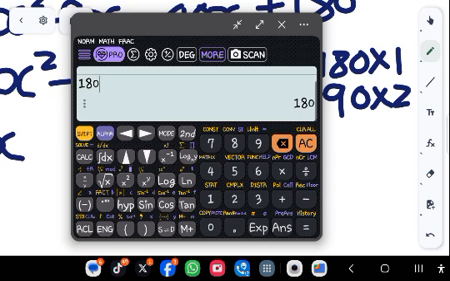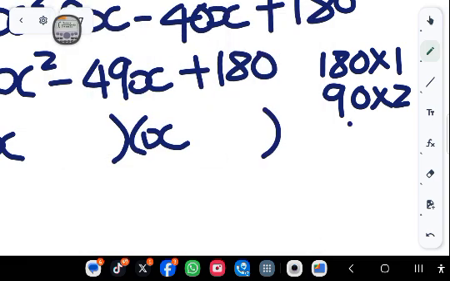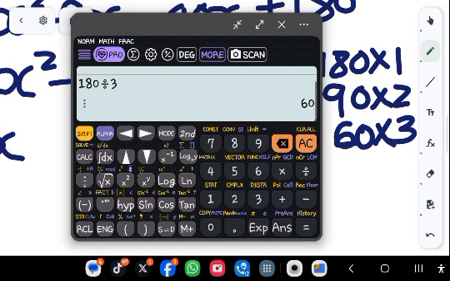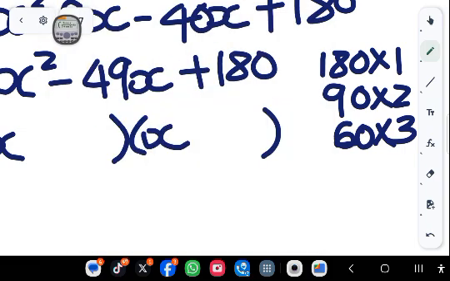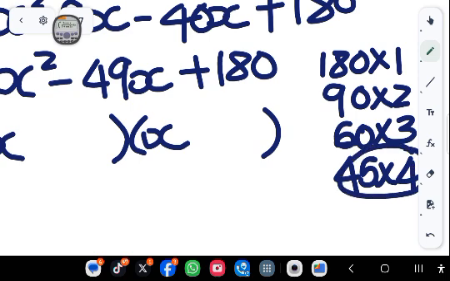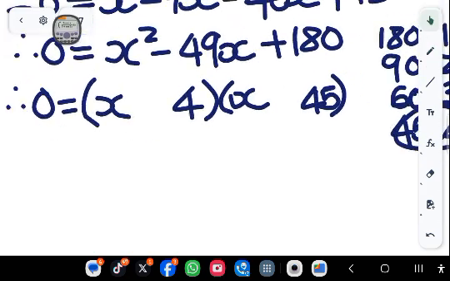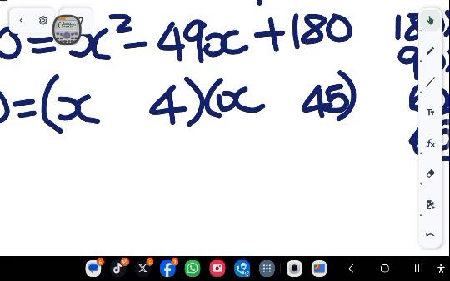180 divided by 3, not plus 3. That's 60. So that's 60 times 3. Next, divided by 4. 45 times 4. 45 times 4 is the combination that gives us 49. So we don't waste time. Okay, now where do we put a minus? Where do we put a plus?